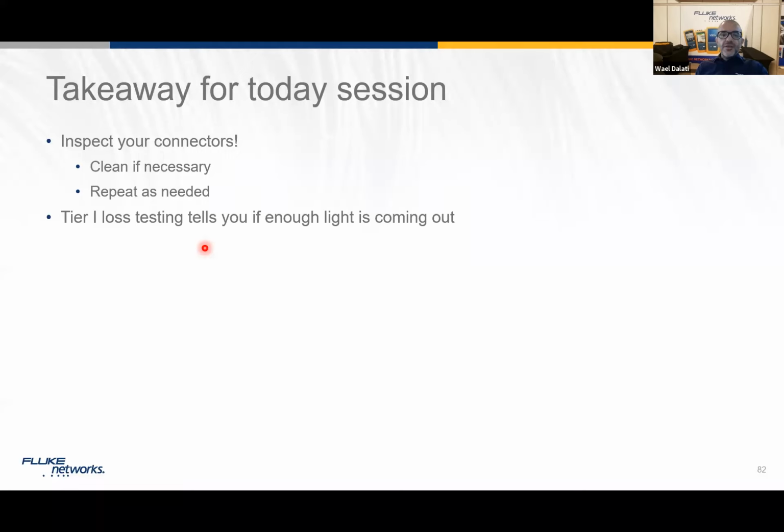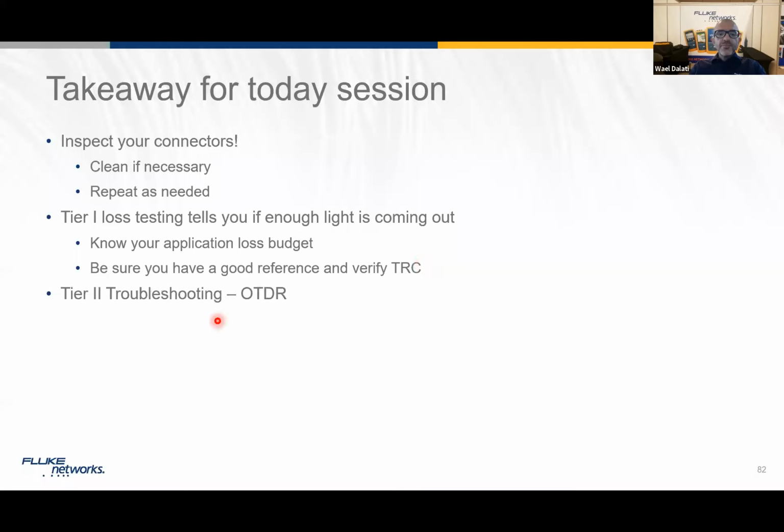Tier-1 loss testing tells you if the light goes out at the end of the tunnel, and tells you how much light there is, to allow you to see if that application will work. And don't forget that test reference codes are important. You need to set the reference with a test reference code. And don't forget that it is a 1 jumper method that needs to be done.